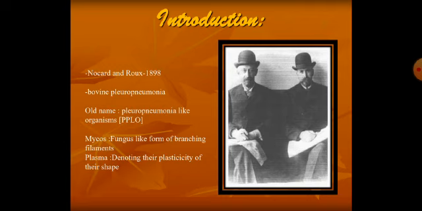Later on, it was renamed as mycoplasma because of its morphological resemblance to the fungus, which has branching filaments, that is a mycose, and since they have no cell wall, they have a high rate of plasticity, therefore they can take up any shape. So therefore the name plasma.